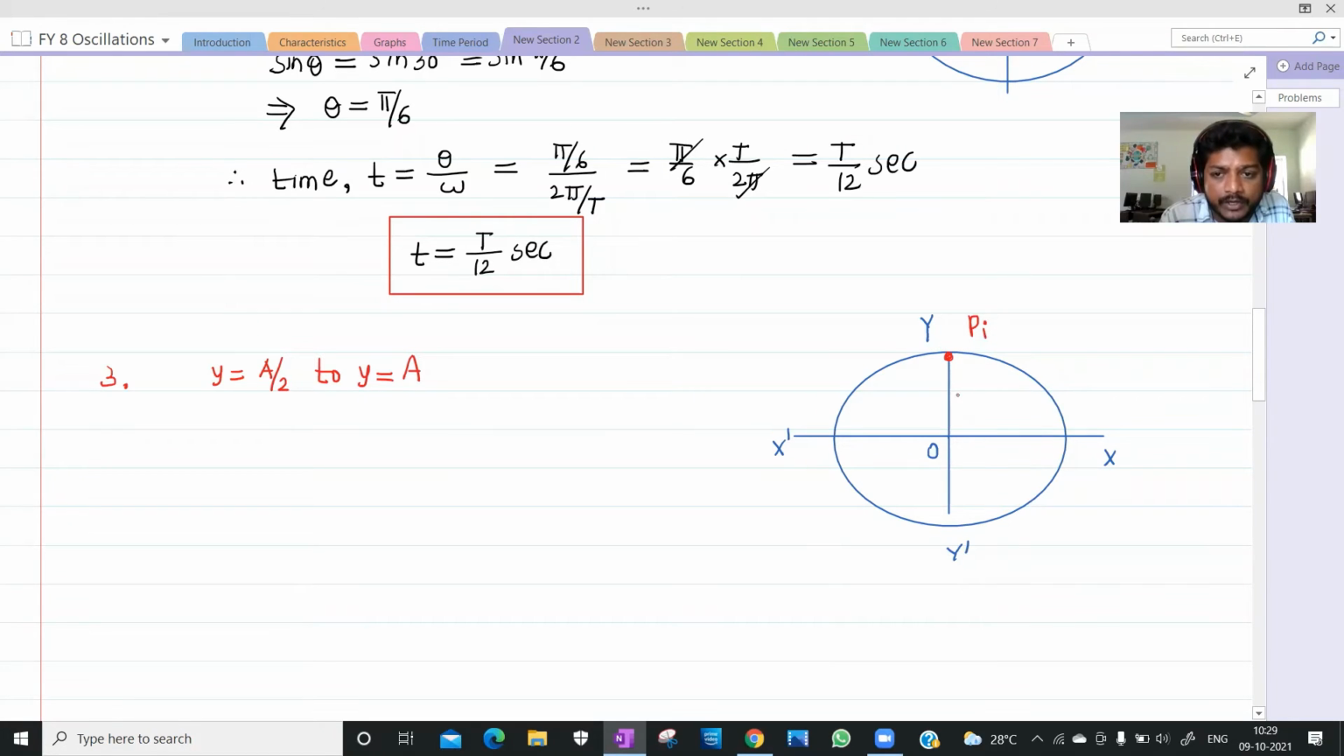Y equals a by 2 means this is P initial, and y equals a is P final. So corresponding to y equals a by 2, you have to take the corresponding point. This is P initial. So from P initial to P final, how much time will it take?